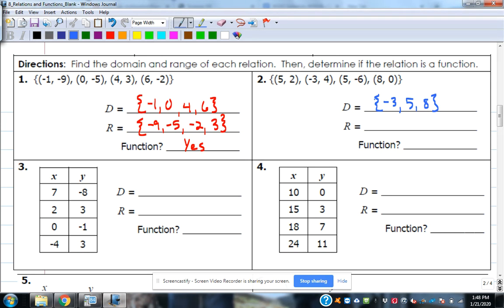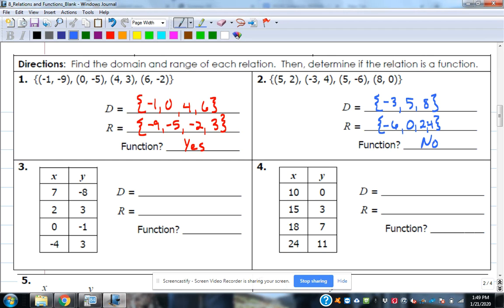And then the range is going to be the y value. So the smallest one is -6. Then we got 0, 2, and 4. I'm just putting them inside the curly braces. Is that one a function? No. Repeating. Got a repeating x value there. That 5 messes it up. Okay.